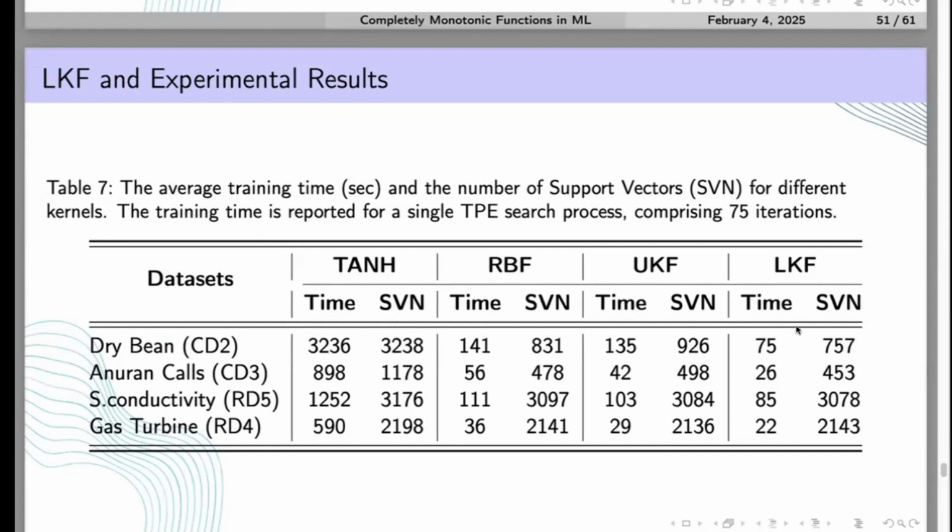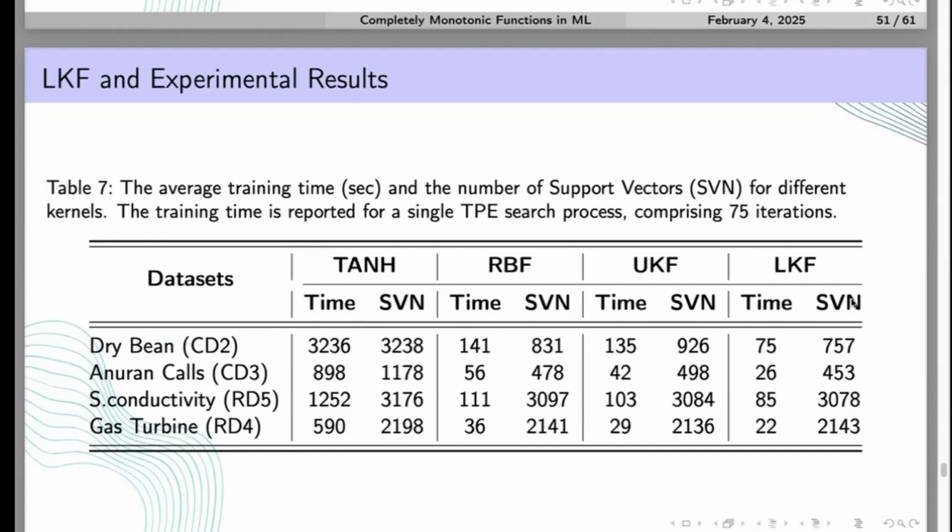And we see that LKF is the best for all of them. It has the shortest time. And when we compare with tan hyperbolic, which is a sigmoid kernel, which is not positive semi-definite, we see that it is very, very easy to compute.